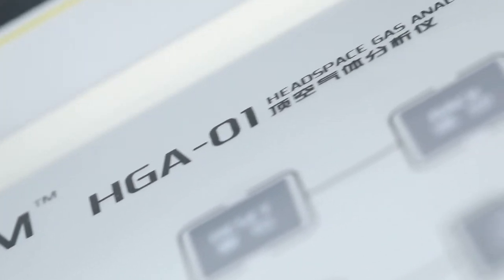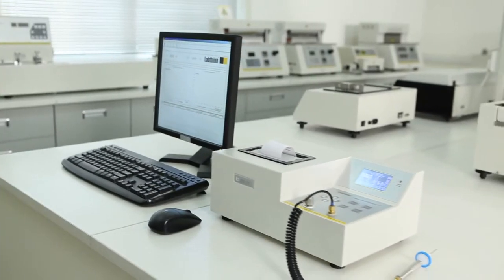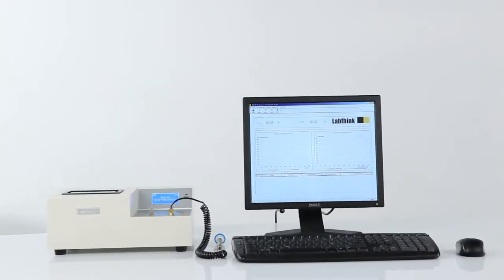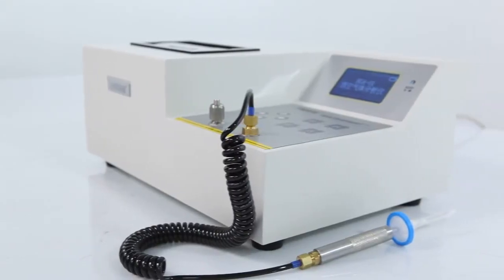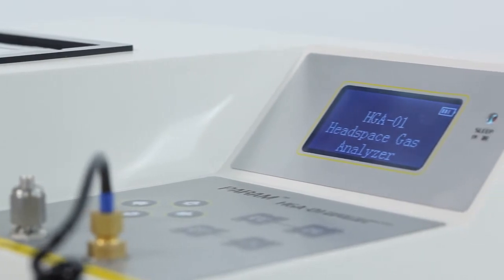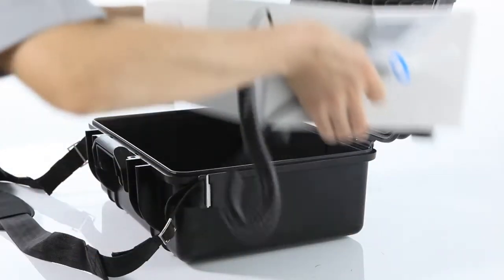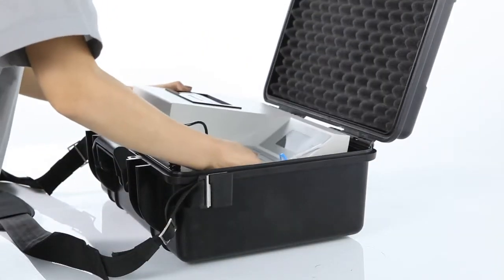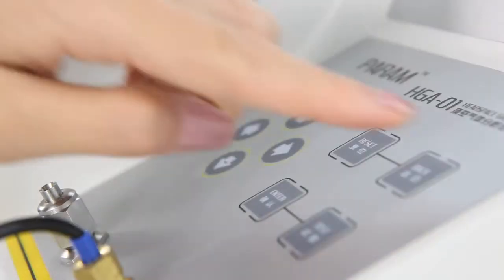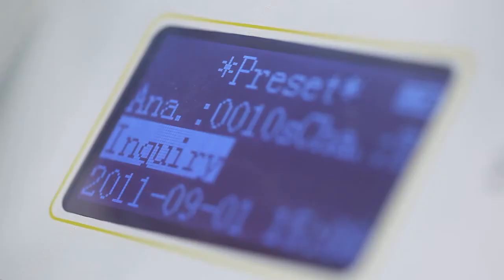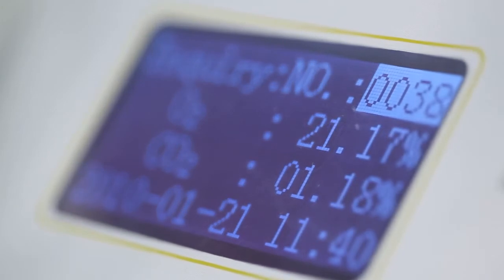HGA-01 is Labthink's latest generation of automatic desktop Headspace gas analyzer. This unique portable type design and the dual power supply mode make this instrument easy to carry and convenient to use. The built-in data storage function allows it to be used on-site.